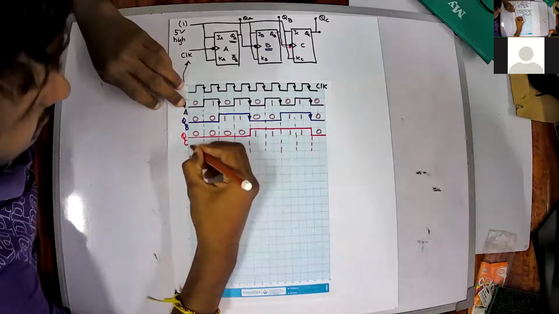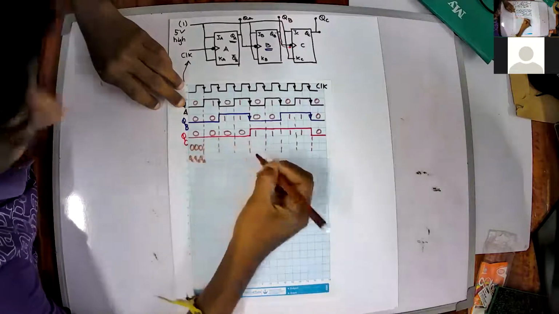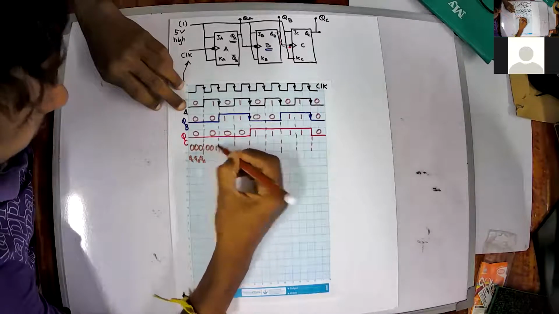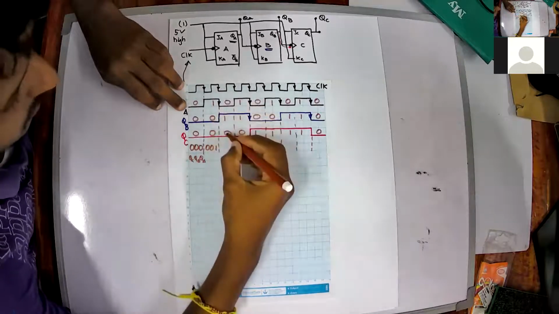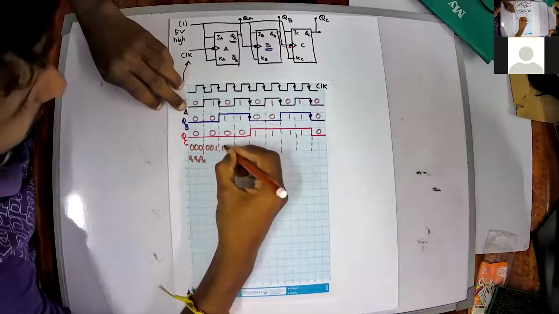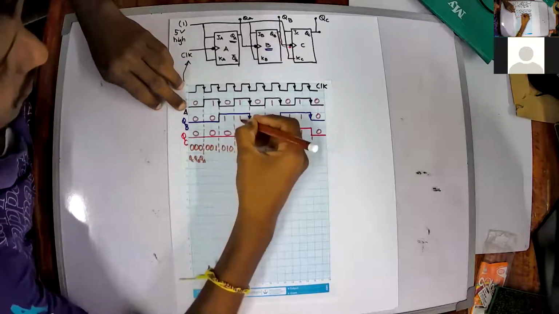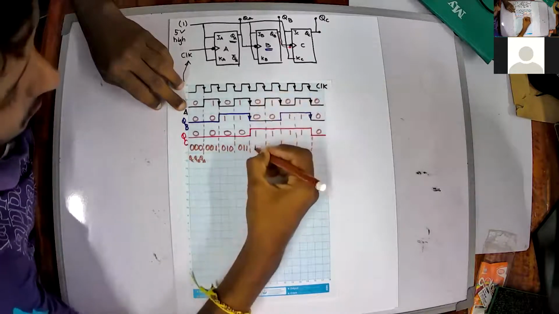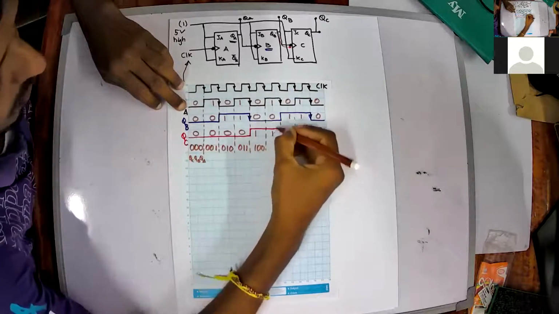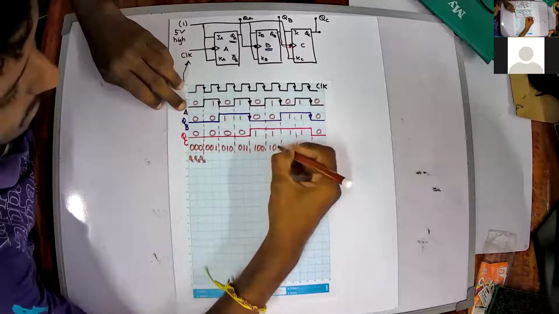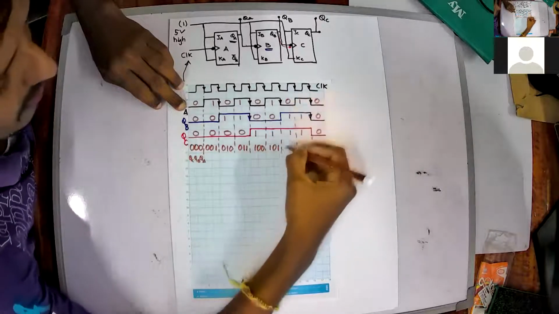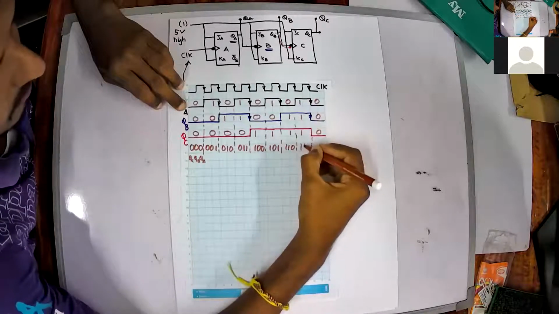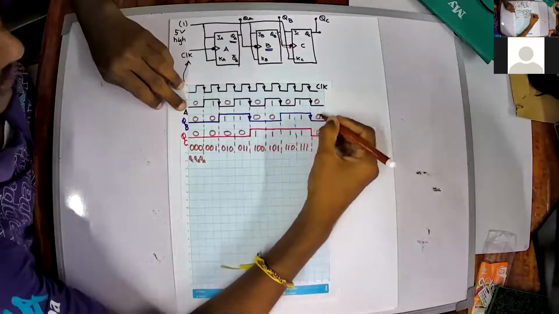This will be 0, 0, 0. Right here it is 0, 0, 1. Again this one 0, 1, 0. This one 0, 1, 1. This is 1, 0, 0. This one 1, 0, 1. This one 1, 1, 0. This is 1, 1, 1. Again this becomes 0, 0, 0.